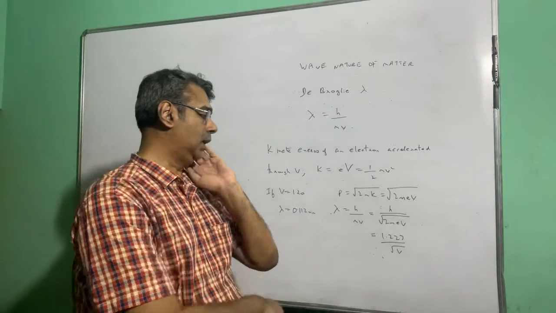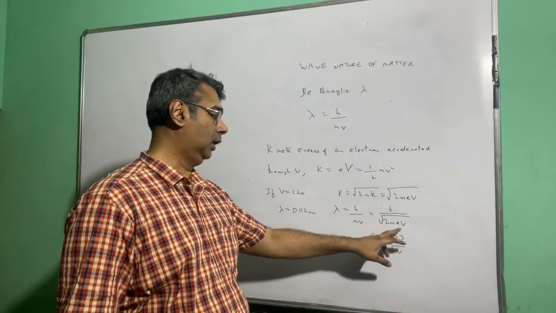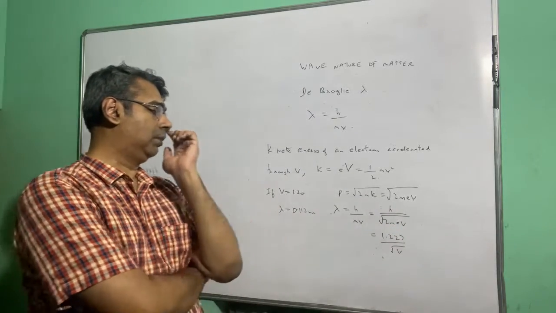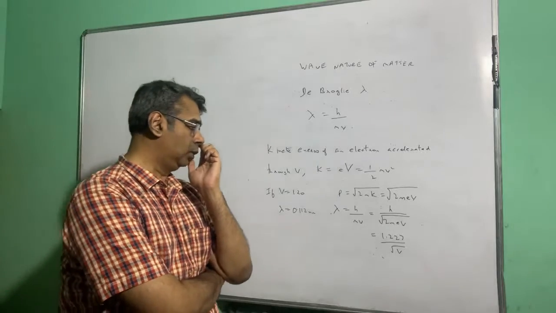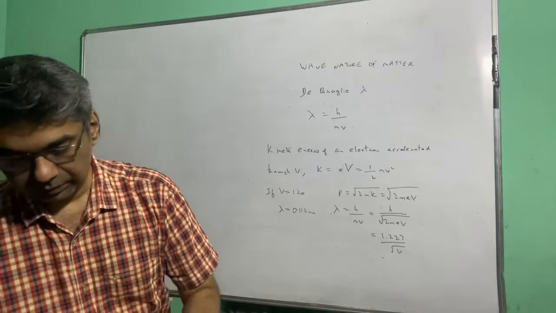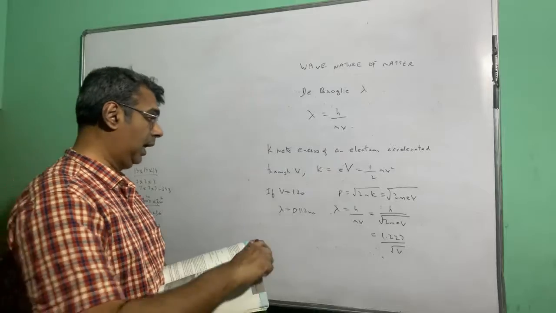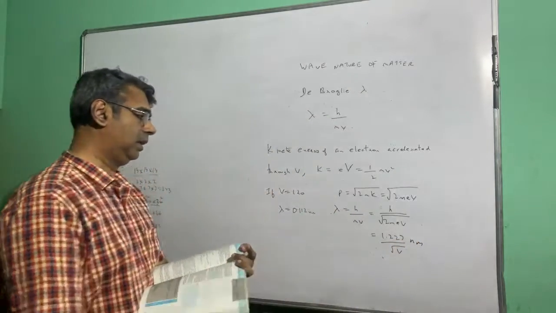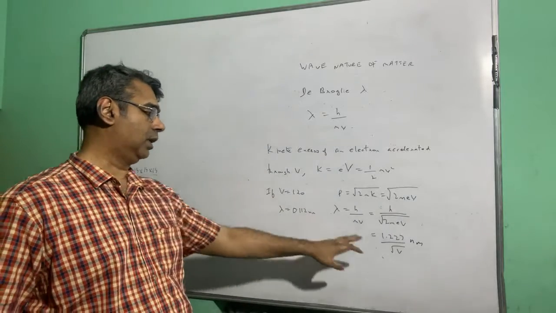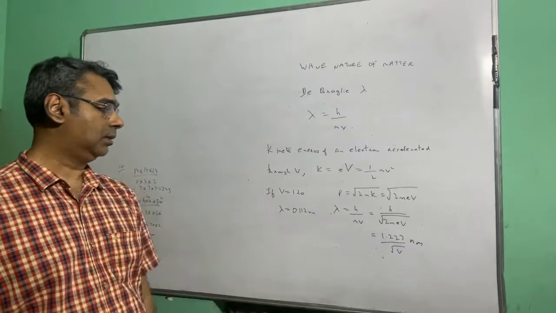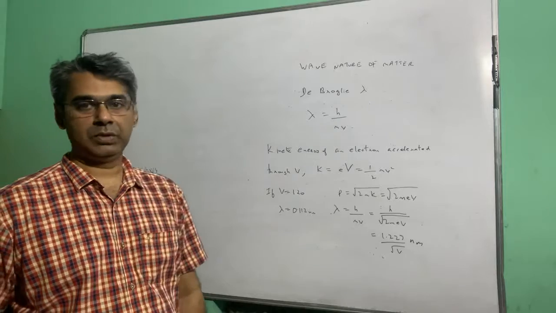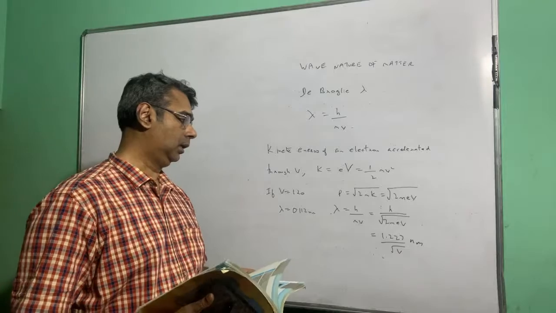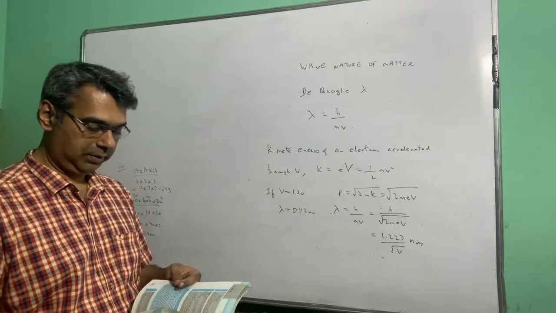So in this formula, if you put the value of h, mass of electron, charge of electron, and 2, everything, you will get 1.227 by root V. This will be the wavelength, and it will be in nanometer. So if you put V is 120 volt, then lambda will come 0.112 nanometer. So this is the practical application of the de Broglie wavelength.